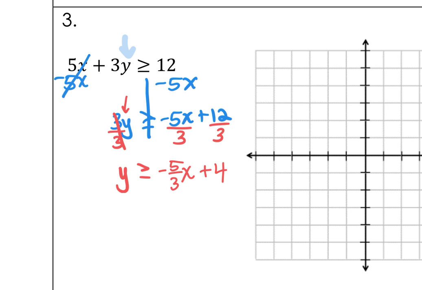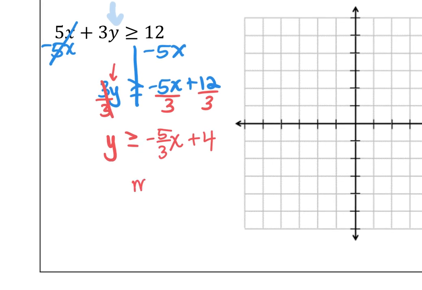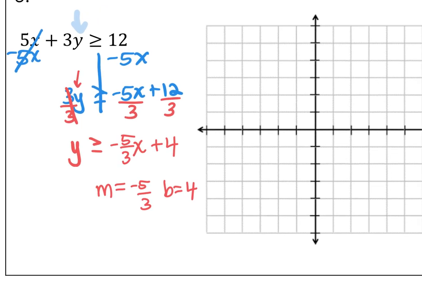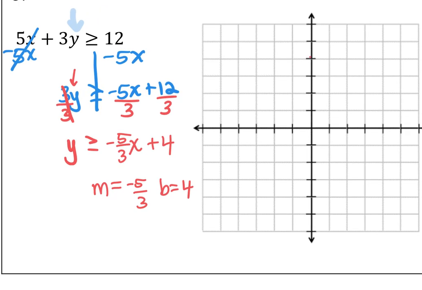Once it's rearranged, it's just like what we did for numbers 1 and 2. So m, our slope here, is that negative 5 over 3. And b, the y-intercept, is 4. That y-intercept tells us our starting point on the graph: 1, 2, 3, 4. From there, we're going to go down and right to create that negative sloping line. This line needs to be going down. So down 1, 2, 3, 4, 5 and over 1, 2, 3.